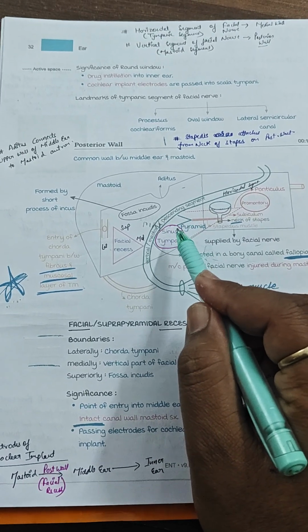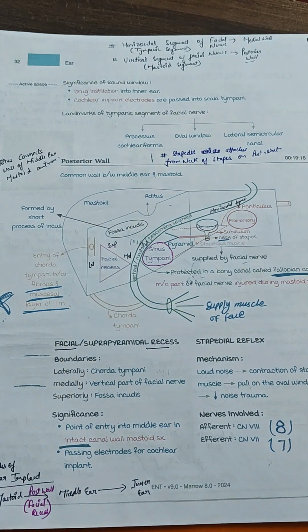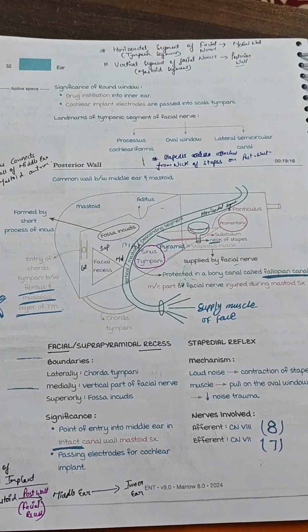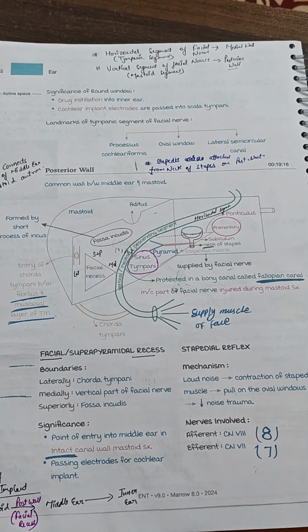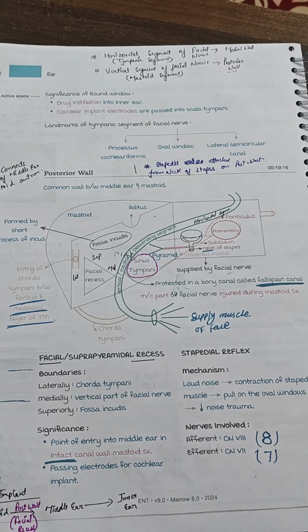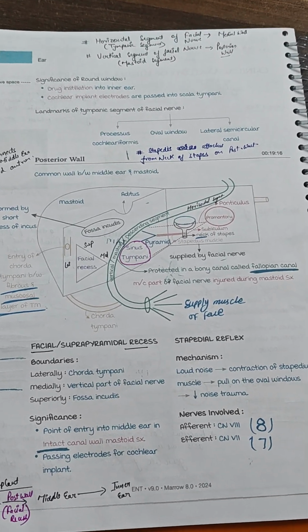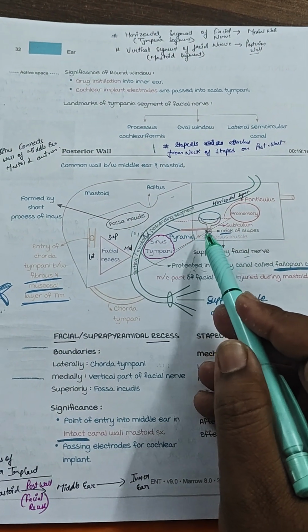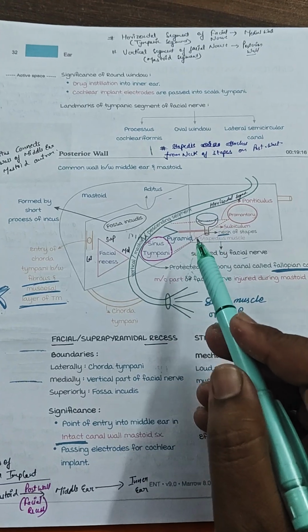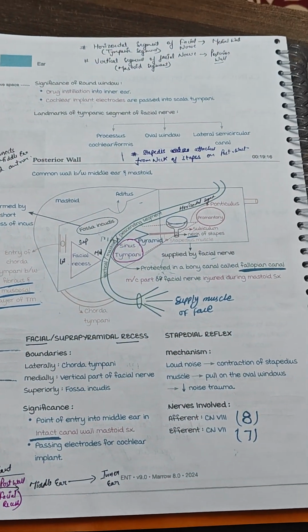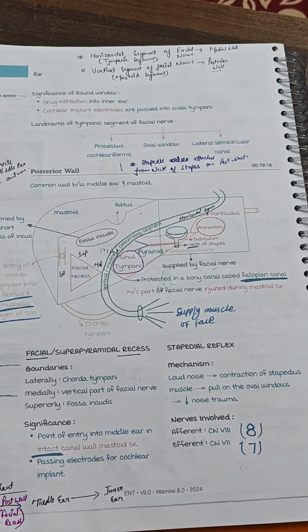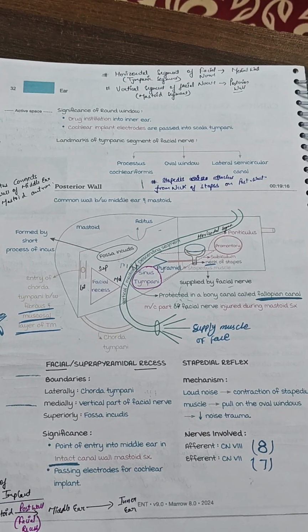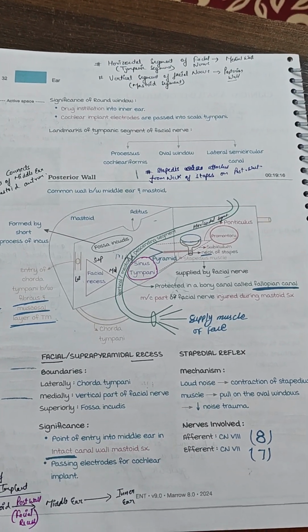Now in this diagram there is a pyramid, which is a projection. Where does the pyramid originate? From it originates the stapedius muscle. The stapedius muscle attaches to the neck of the stapes, and it is supplied by the nerve of the second arch, that is the facial nerve. One reflex we can also understand here is the stapedial reflex.